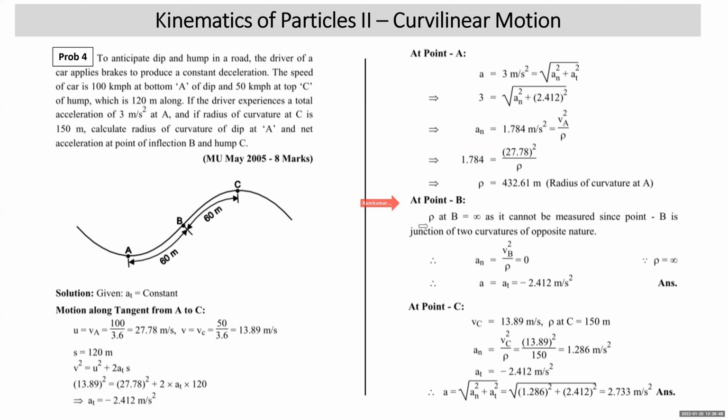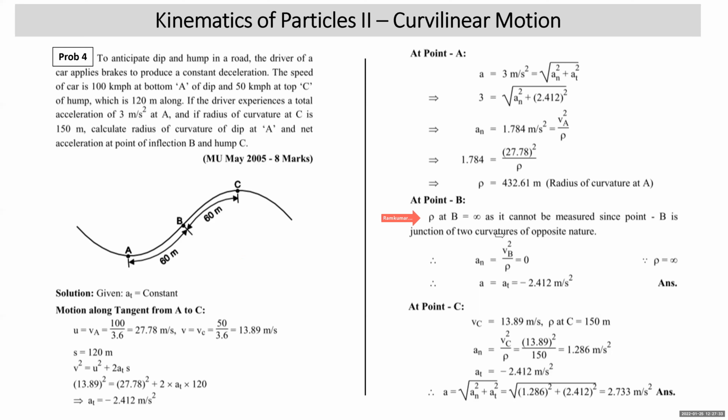Then at point B. This is the point B. Can you see that? Here the radius of curvature is of one nature. From A up to point B, the center of curvature will be somewhere here. For the curvature beyond B, the center of curvature will be somewhere else. So point B is the junction of two curvatures of opposite nature. Such a point where two curvatures of opposite nature are meeting is called a point of inflection. So at the point of inflection, radius of curvature is considered to be infinite. So rho at B is infinite since it cannot be measured, since point B is the junction of two curvatures of opposite nature. All right.